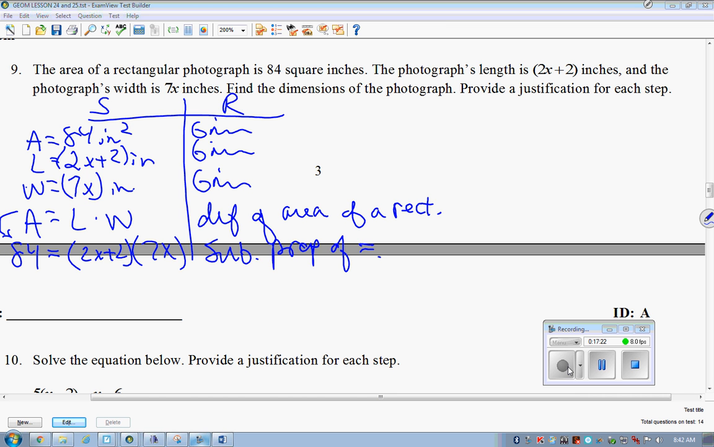What's next? Well, because I'm not multiplying on both sides, it's just simplification. I'm going to multiply 7x times 2x plus 2, so I'm going to write 14x squared plus 14x. That's just simplify, because it's only happening on one side. What would we do after that?